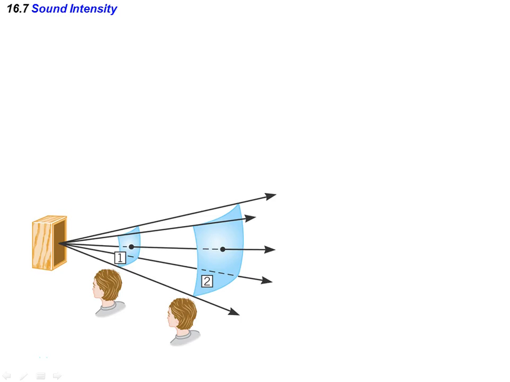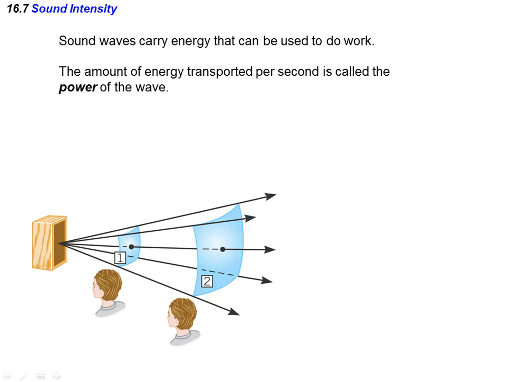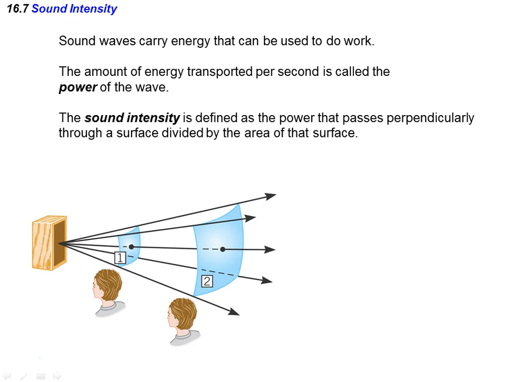In this video, we're going to look at sound intensity and the decibel scale. Sound waves carry energy that can be used to do work. The amount of energy that's transported per second is called the power of the wave. Just like before when we talked about power being a rate of energy, when we talk about the power of a sound wave, we're talking about the same thing. It's a rate of energy that is transported per second.